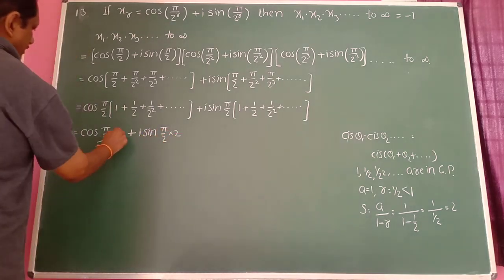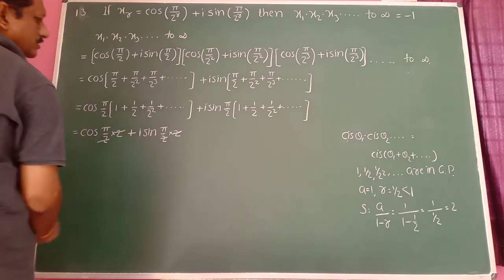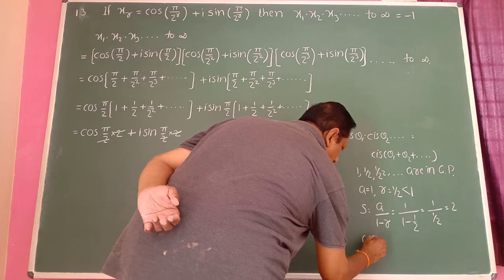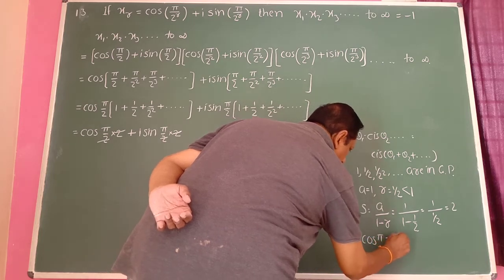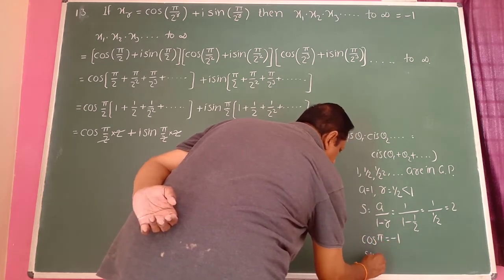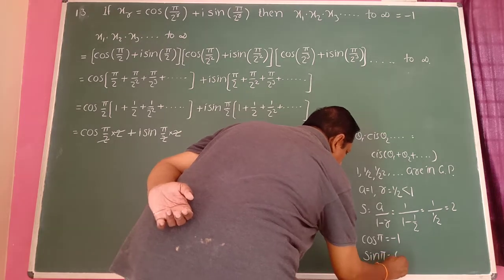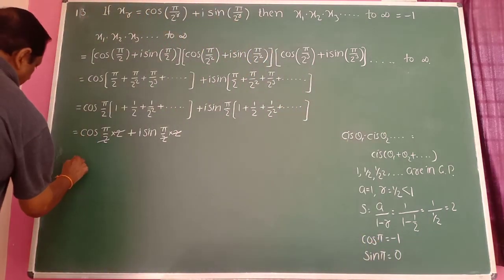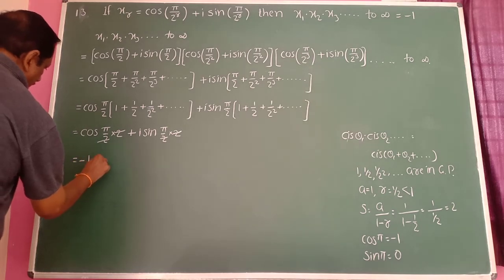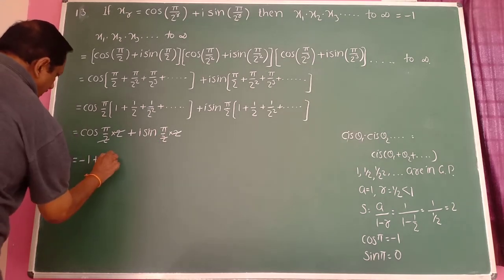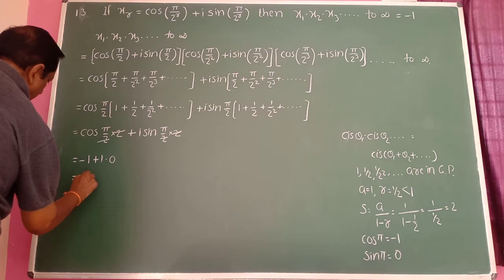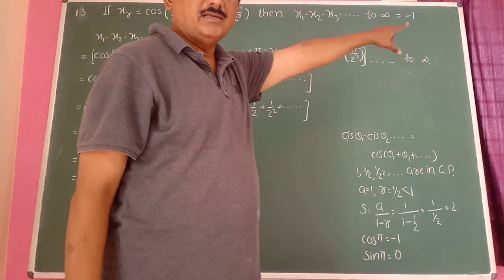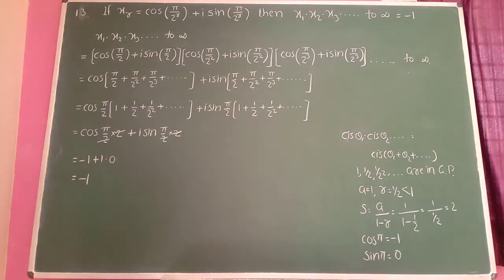Then this 2 cancels, this 2 cancels here. And you know cos pi value is minus 1 here and sine of pi is 0. So cos of pi is minus 1, i into sine pi is 0 here. Therefore the answer is minus 1 here. So its product is minus 1. It's the required result here.